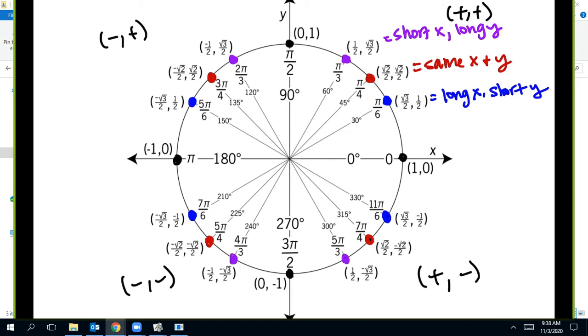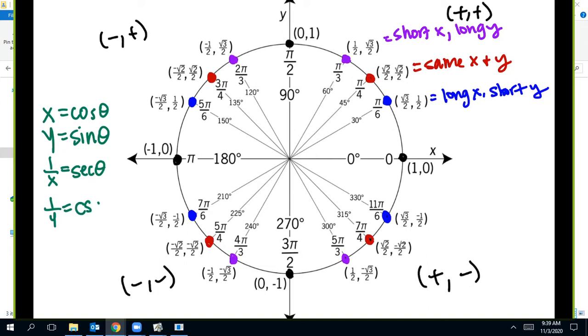And then a couple other things I want to make sure that you guys know is that x is the cosine of the angle, y is the sine of the angle, and then 1 over x is going to be the secant. 1 over y is the cosecant. We have x over y is cotangent, and then y over x is tangent. So you'll need to know all of those as well to be able to answer the questions on the next slide.